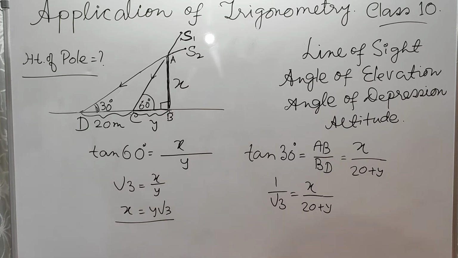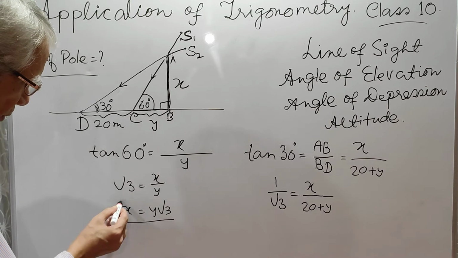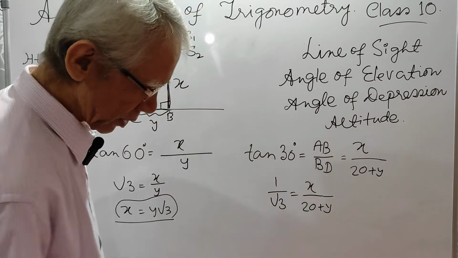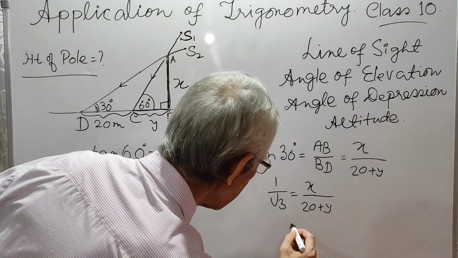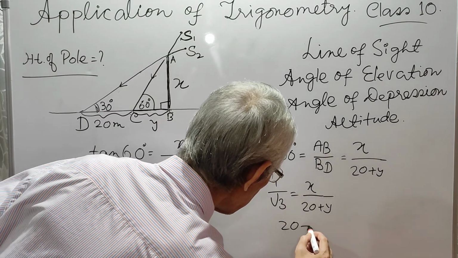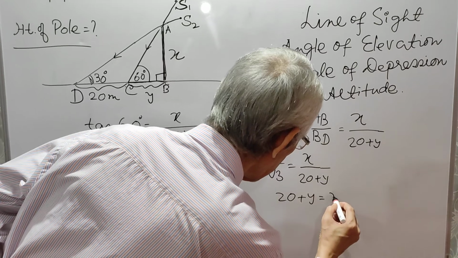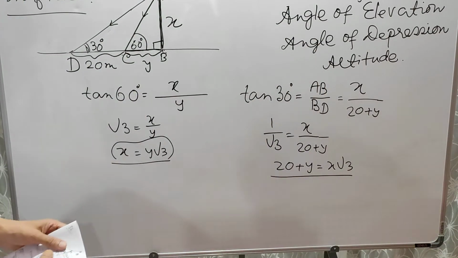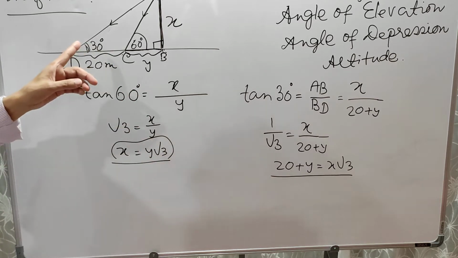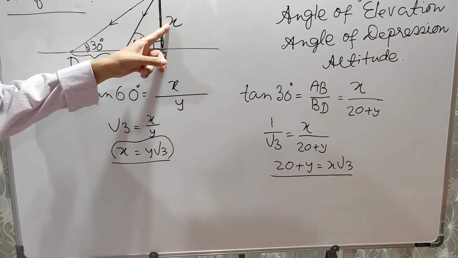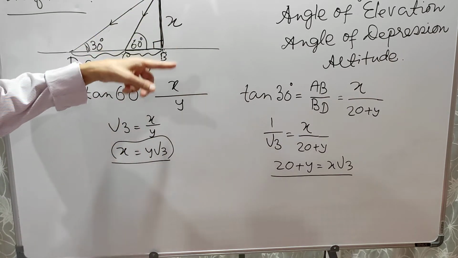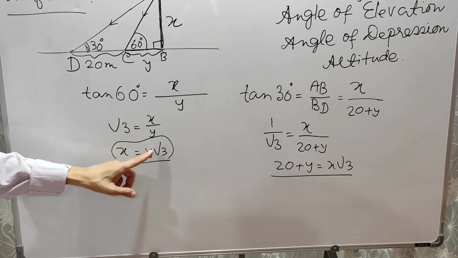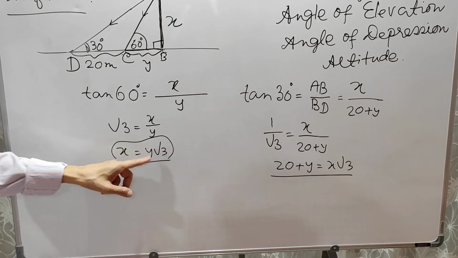Okay. Now we have got these two equations. Now you have to solve. So now let us do one more. So x root 3 equals 20 plus y. This is the second equation. So two variables, two equations. Now we have to find y, no? X value, we got x is this one. Now if we get the value of y, then we'll put it here.